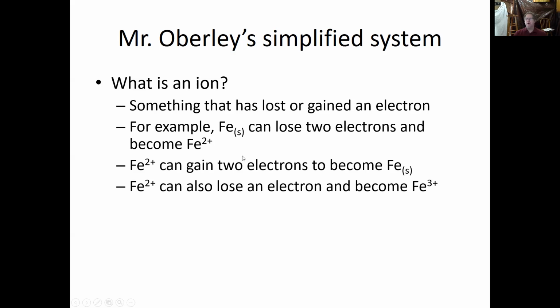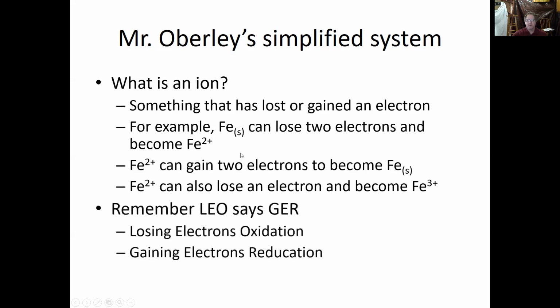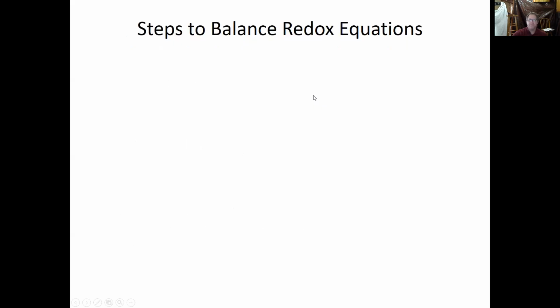And we're going to need to go back through and remember our rules for assigning oxidation numbers. Now, that's not what this presentation is about. So if you need help with that, you're going to have to go back into your textbook and look at the oxidation number rules. Okay. You do need to remember that electrons that are lost is oxidation, and electrons that are gained is reduction. LEO says GER, GER.